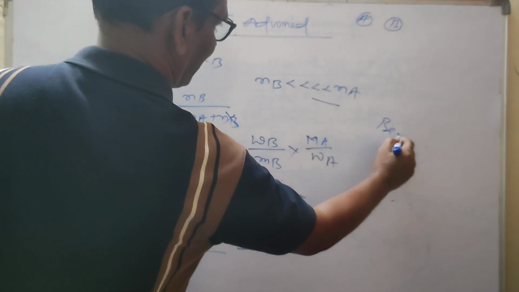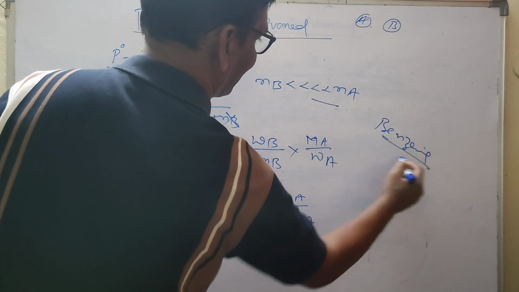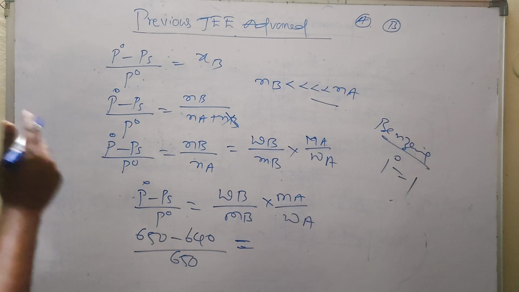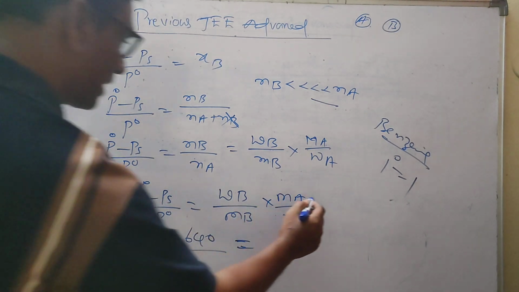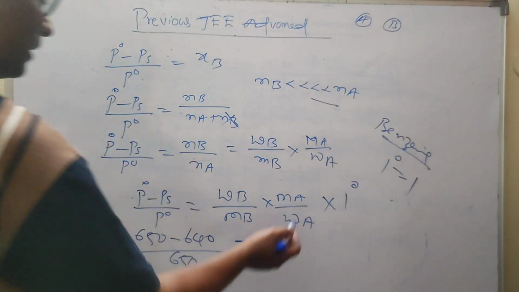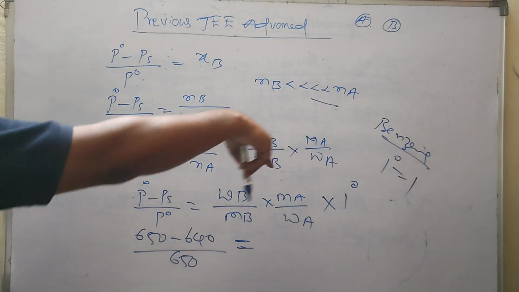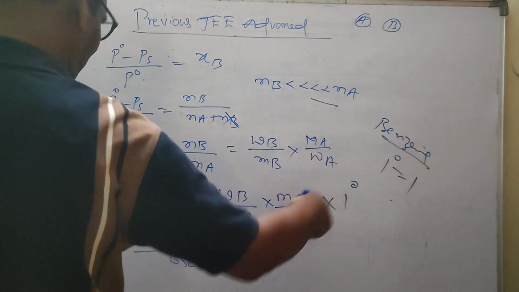Whenever you are taking benzene, what is the i factor? i is equal to 1 only. So no need to take it. If you are interested, you take it, no problem, but the i value is 1 only. Benzene is not undergoing dissociation. It is not an electrolyte. So that's why the i value is 1.